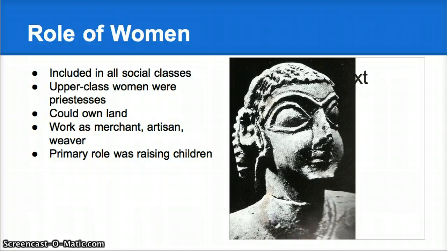The role of women. This is a Sumerian votive statue that we will look at later in class, and this is of a woman. Women were included in all social classes. Upper class women were priestesses. They could own land, they could work as merchants, artisans, and weavers, and their primary role was to raise children. Women had more rights in early Sumer than in later Mesopotamia. So as time went on, women lost more and more of their rights.